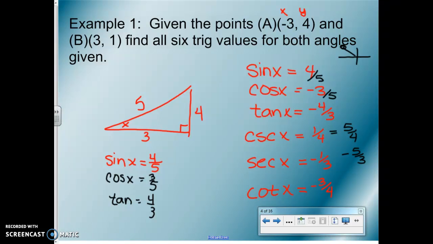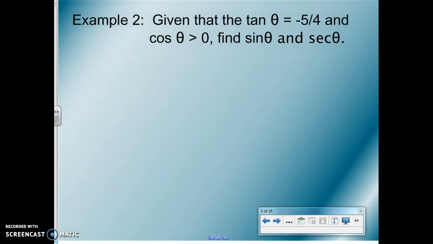So I like our little addition with the radius on there. And now I don't worry too much about it. So I'm going to pause again. This one says that the tangent is -5/4, and your cosine is greater than 0.